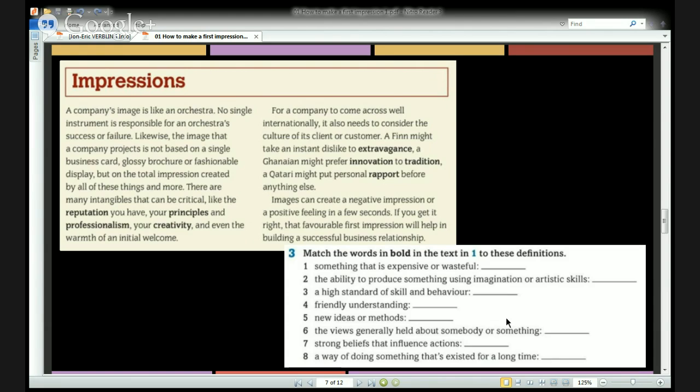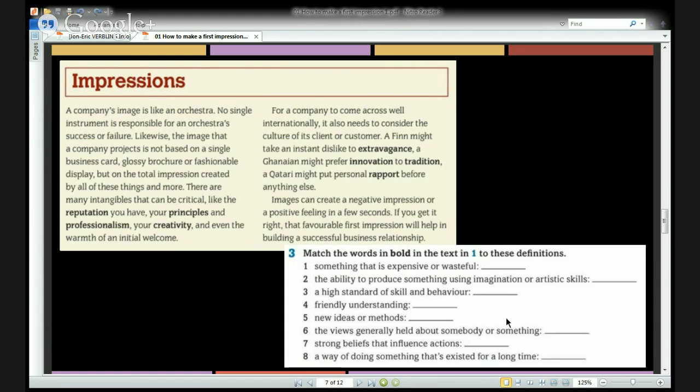Number 6, the views generally held about somebody or something. Which of the words in bold best fits that definition? Might be reputation. Reputation. So we've been talking about tangible and intangible things that help create a first impression. Reputation would be which? Tangible or intangible? Intangible. Intangible, something that you cannot touch, something that is abstract. Okay? And Carmen, what about number 7? Strong beliefs that influence action.